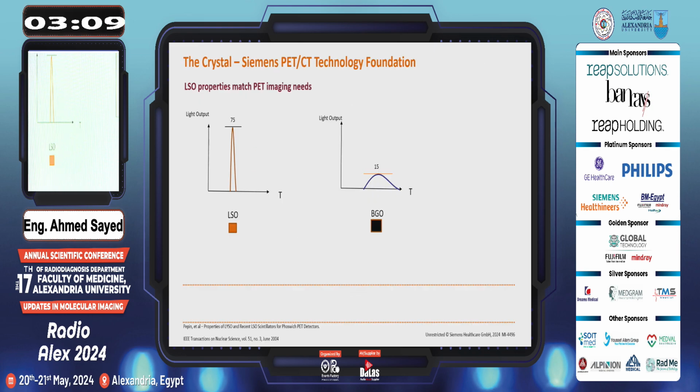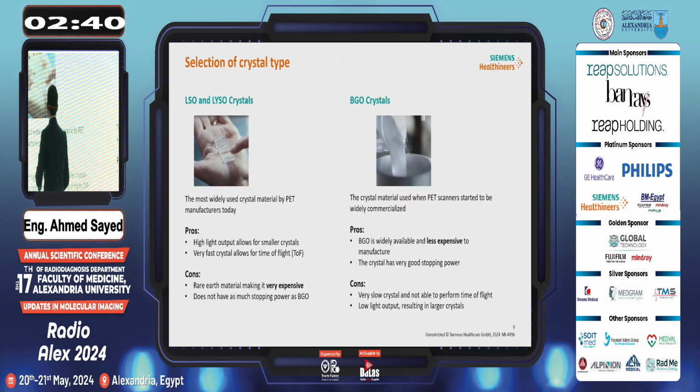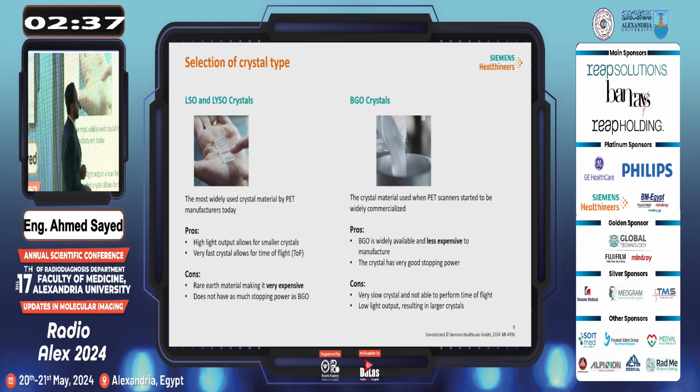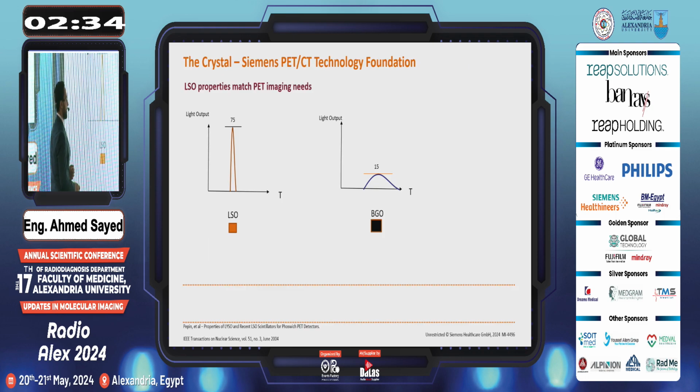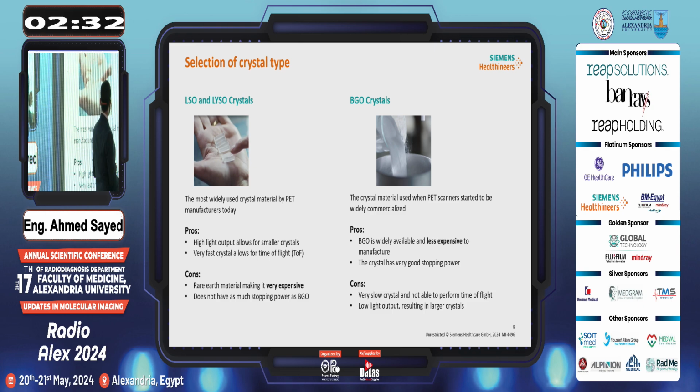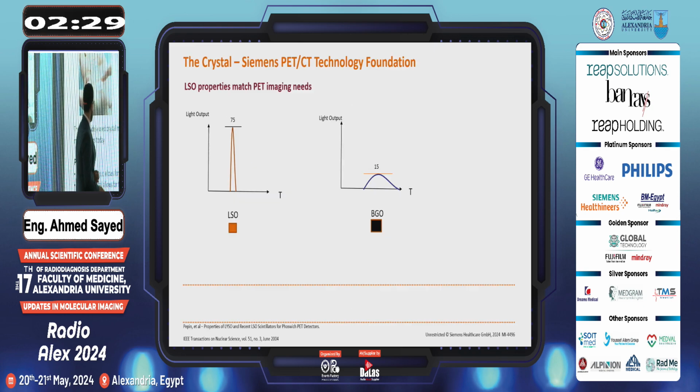In the next animation, this is a graph of the light output, the signal coming from LSO and this is coming from BGO. LSO stands for lutetium. Yes, the abbreviation is LSO, lutetium-based. And what does the B stand for in BGO? Bismuth. Yes. Okay.